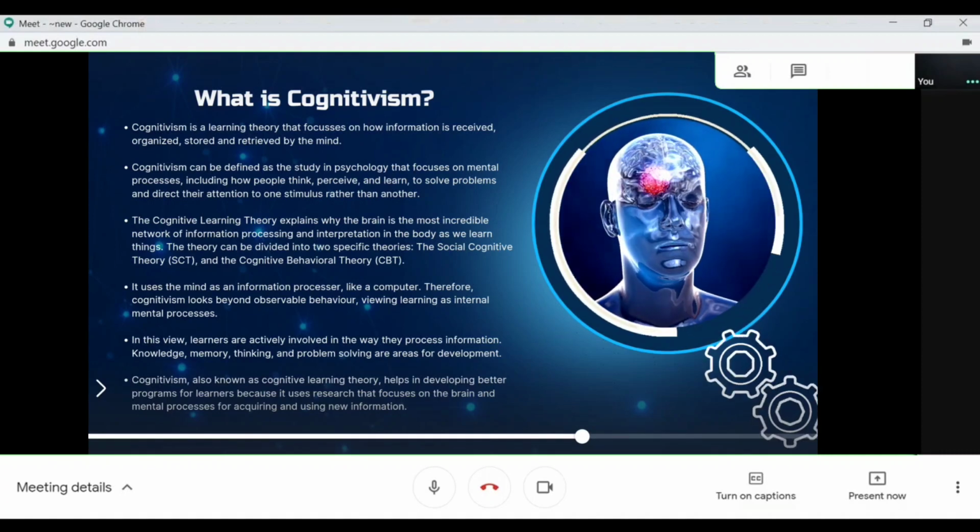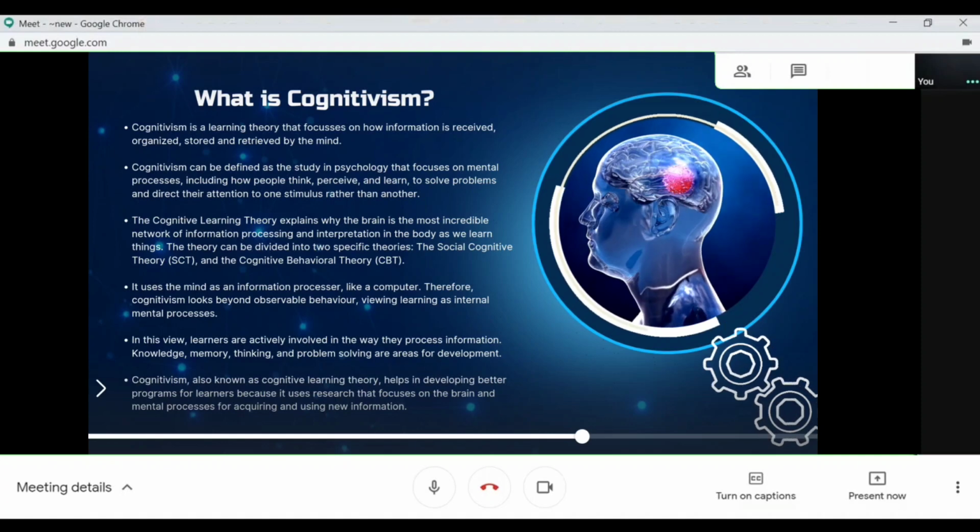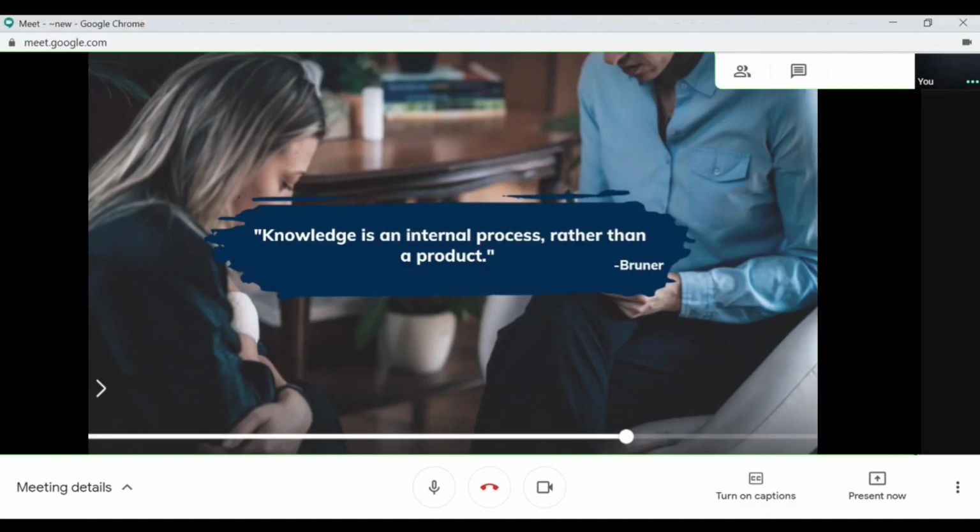Next. So, here is the quote by Bruner. Knowledge is an internal process rather than a product.